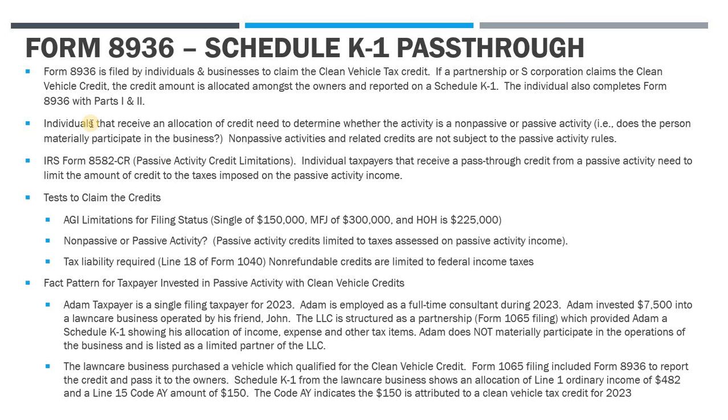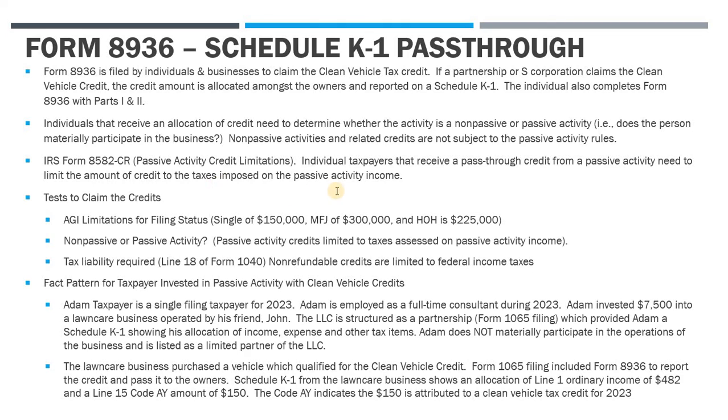All right, now the individual that receives this allocation also has to determine whether that activity is a passive or a non-passive activity. Now that determination needs to be made anyway, right? Because I have to worry about passive activity loss rules. But when you have the credit allocated as well, that's also important, because passive activity credits are also subject to certain limitations. And that's what we're going to see in this example, where we look at the taxpayer's Form 8582 CR.